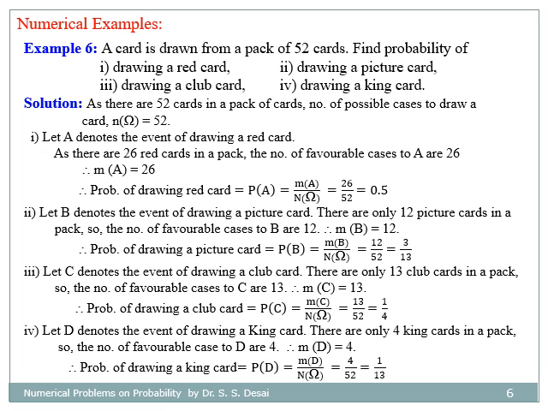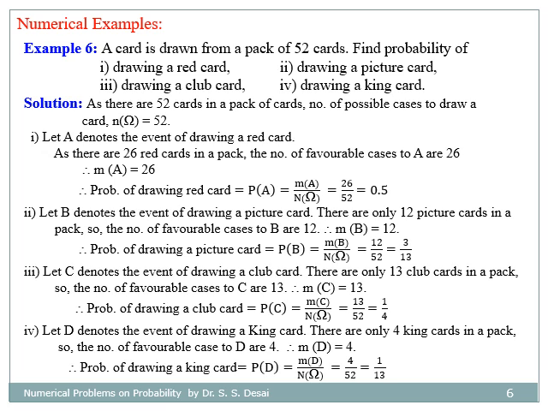For the second part, let B denote the event of drawing a picture card. As there are only 12 picture cards in a pack, the number of favorable cases to B is equal to 12, and hence the probability of drawing a picture card is equal to 12 divided by 52, that is 3 divided by 13.